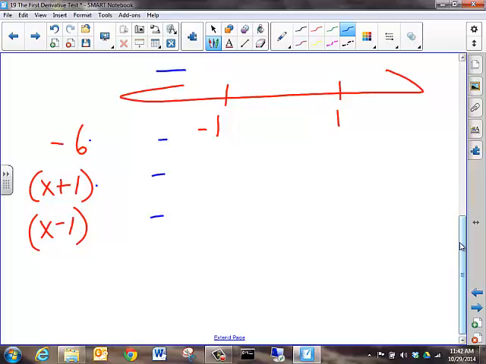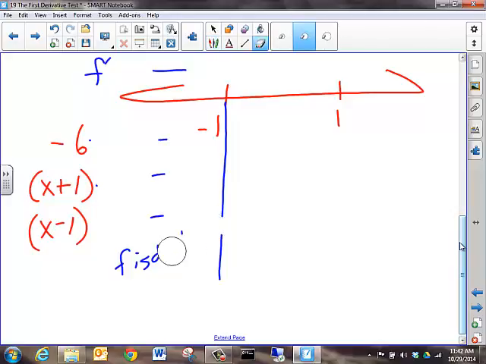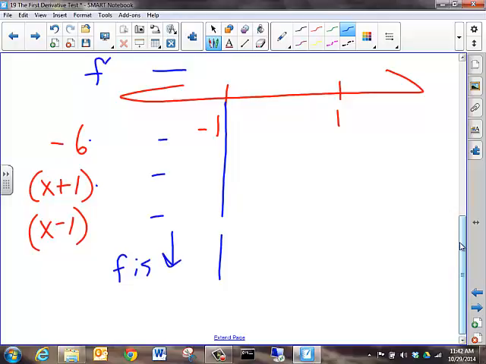Yes, negative. What does that tell us about f, the function? If f prime is negative here, what does that mean? The function's decreasing. Therefore, we know f is decreasing on this interval. Let's write that so we can actually read it. F is decreasing.